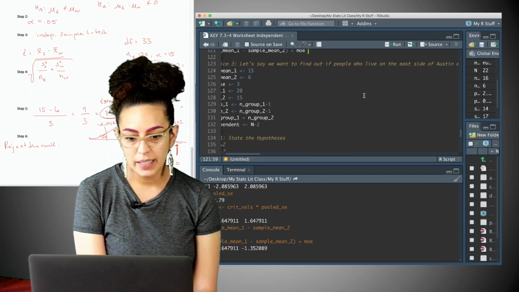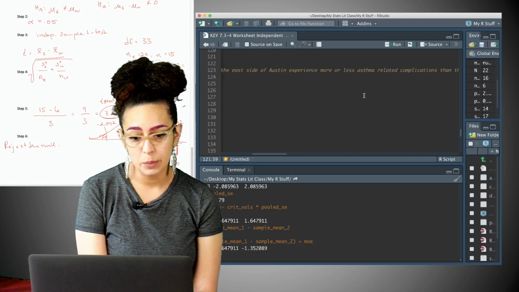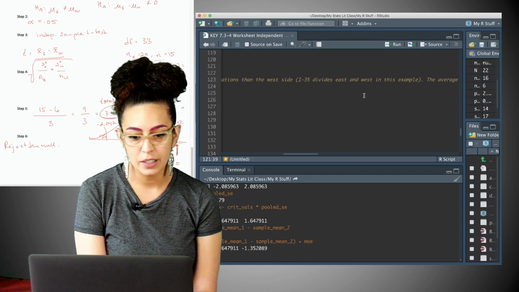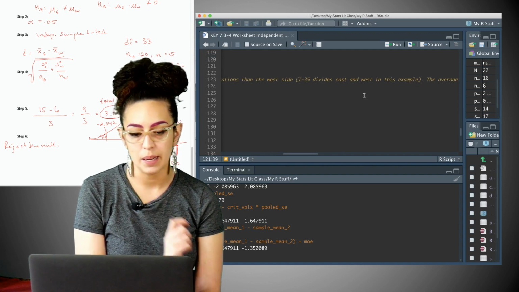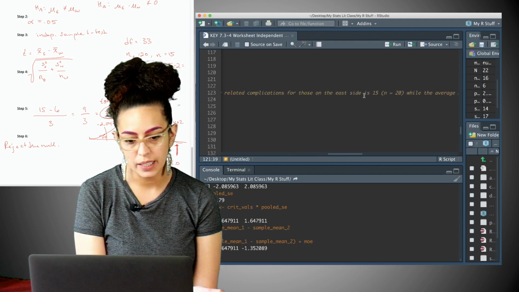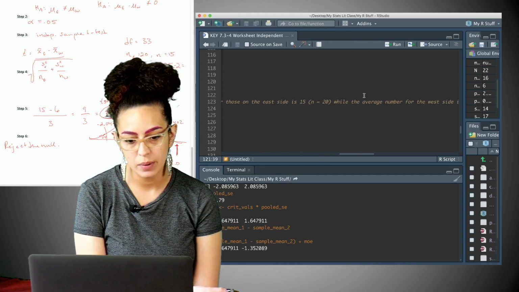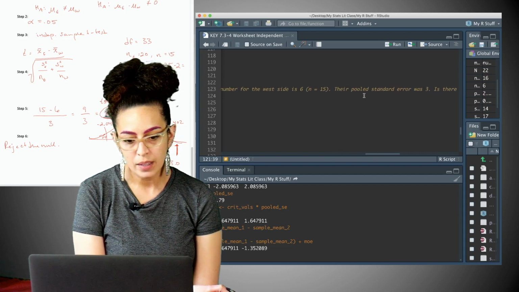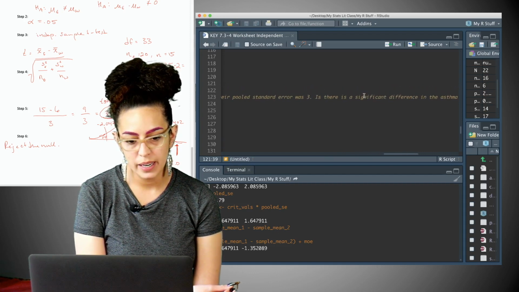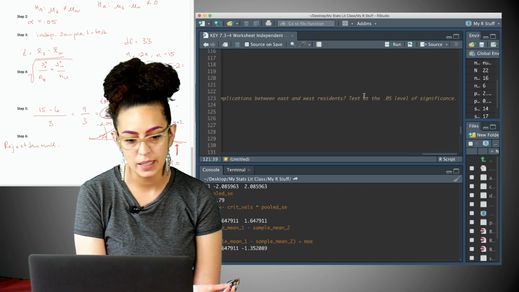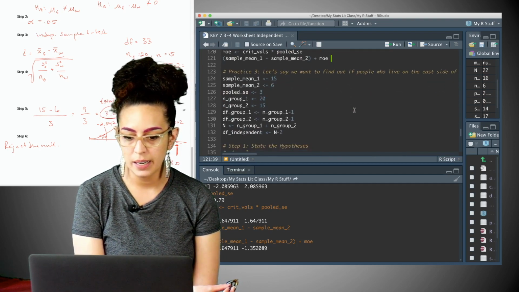Let's say we want to find out if people who live on the east side of Austin experience more or less asthma-related complications than the west side. I-35 divides east and west in this example. The average number of asthma-related complications for those on the east side is 15, n equals 20, while the average for the west side is 6, n equals 15. Their pooled standard error was 3. Is there a significant difference in asthma complications between East and West residents? Test at 0.05. Let us see.